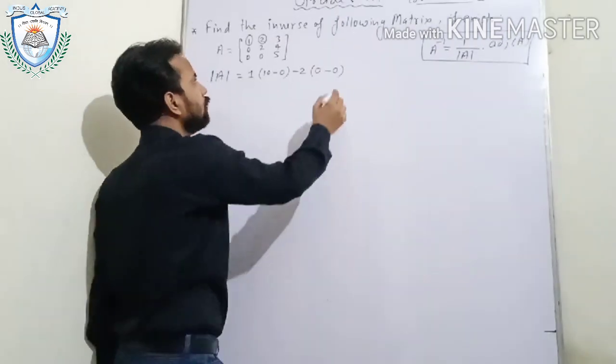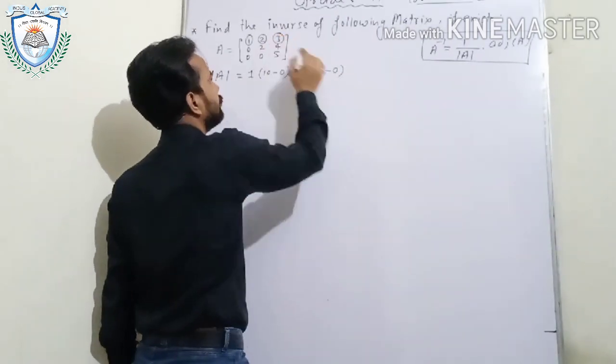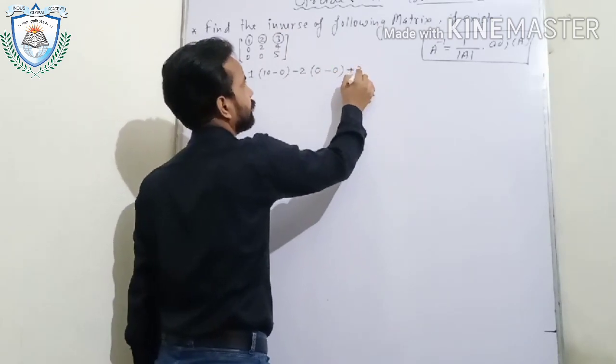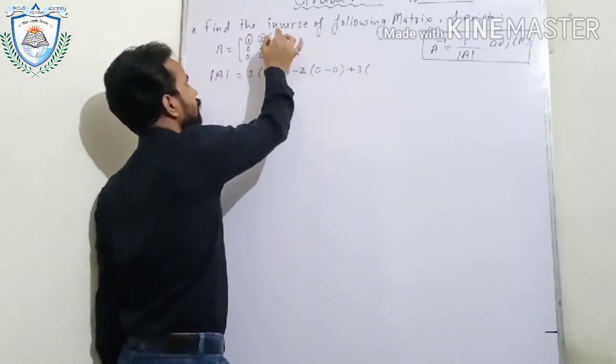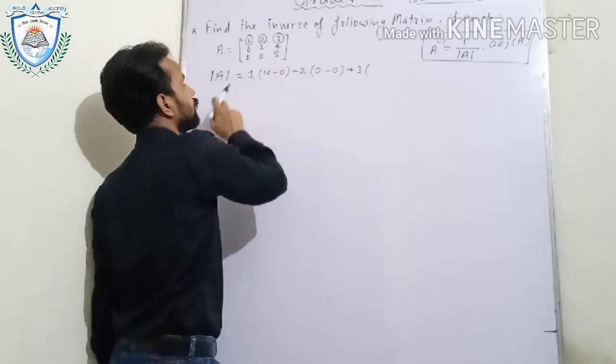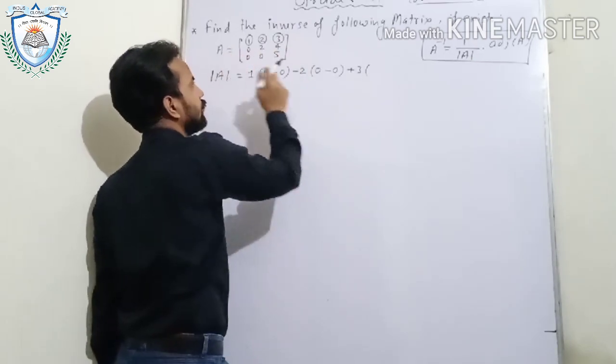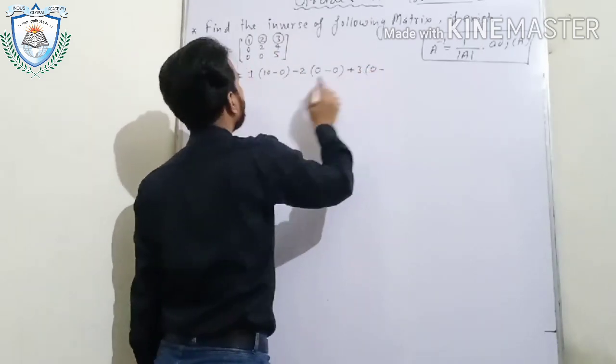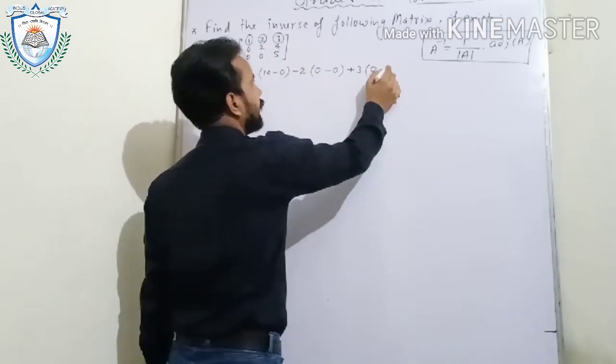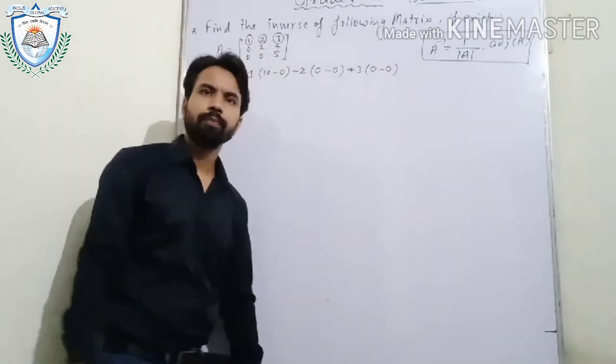Clear? Now we will have to note the third element with positive sign. We will hide first row, last column. So what is left? 0 into 0, 0, minus 0 into 2, that is also 0. Clear?